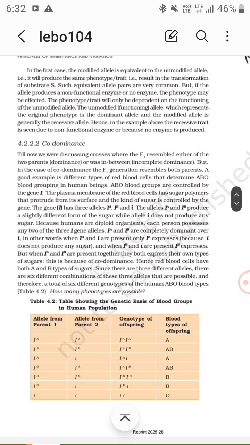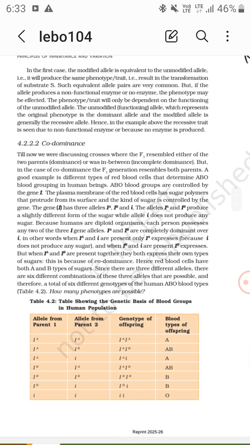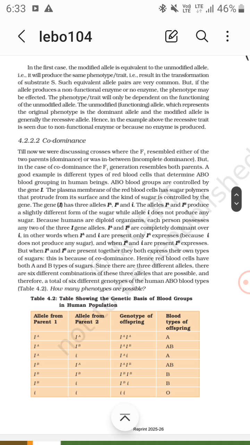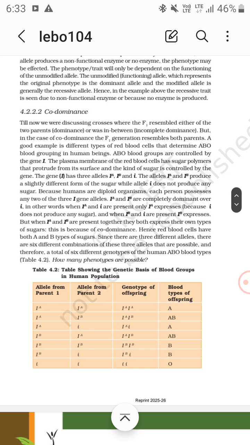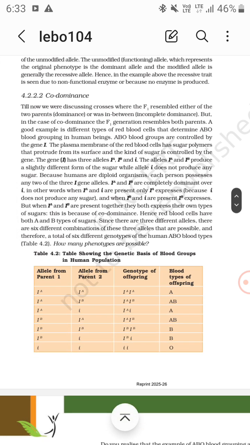But in codominance, the F1 generation resembles both the parents. Now ABO is an example of codominance also. It is an example of multiple allelism, and of the law of dominance.